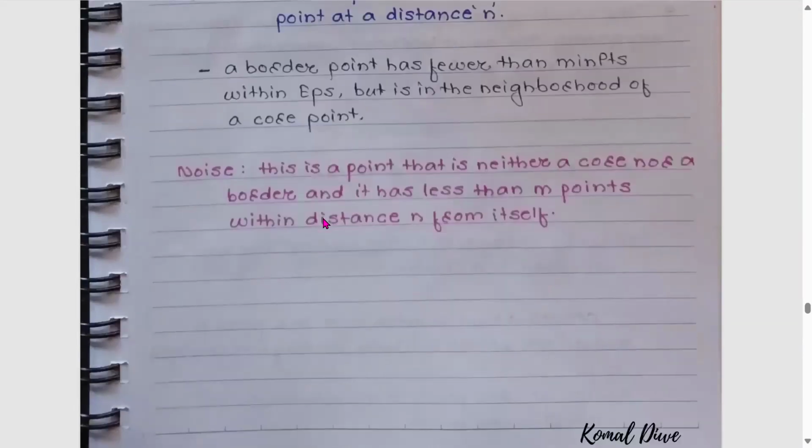Noise point: this is a point that is neither a core point nor a border point, and it has less than m points within distance epsilon from itself.